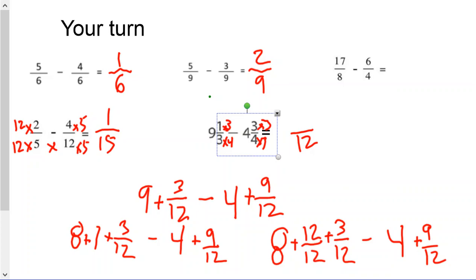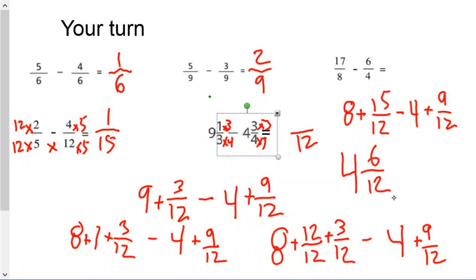Okay, and we can add these together so we are able to subtract. So then we'll have 15/12. So right up here, 8 plus 15/12 minus 4 plus 9/12. And now we can do our arithmetic. 8 minus 4 will give us 4 wholes, and then 15 minus 9 will give us 6/12, and we can simplify to 4 and 1/2.